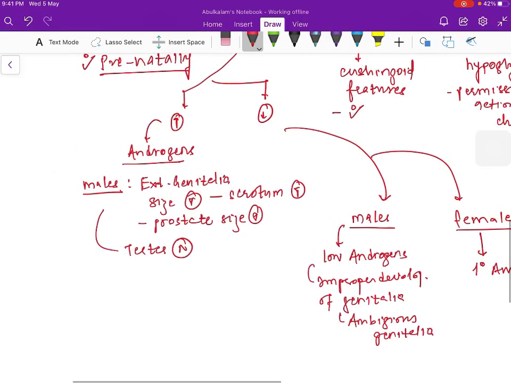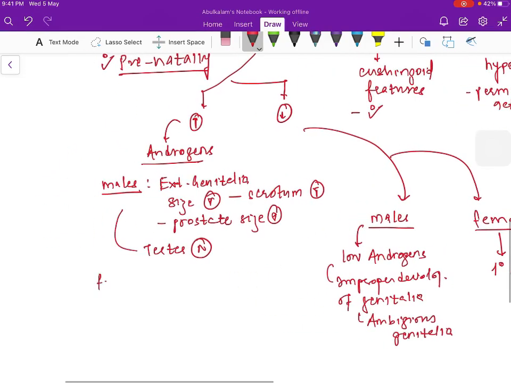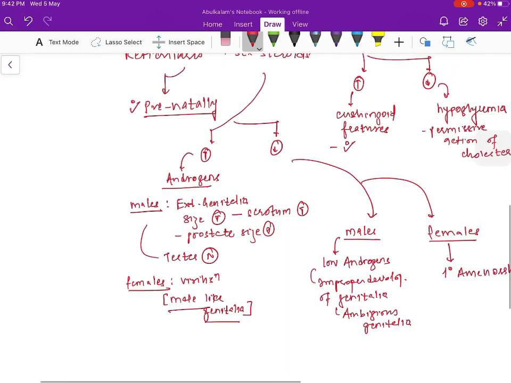Yes. Now, what if they are increased in females? This is one thing we left. So if they are increased in females, that will lead to virilization, or that will lead to male-like genitalia, right? So why is this important?